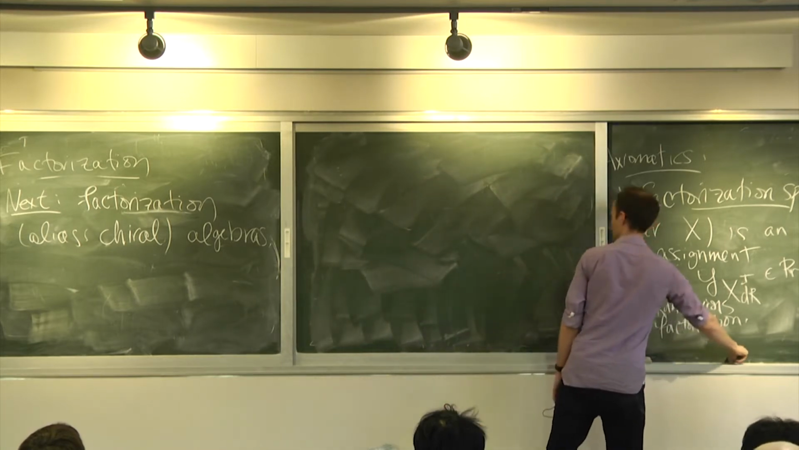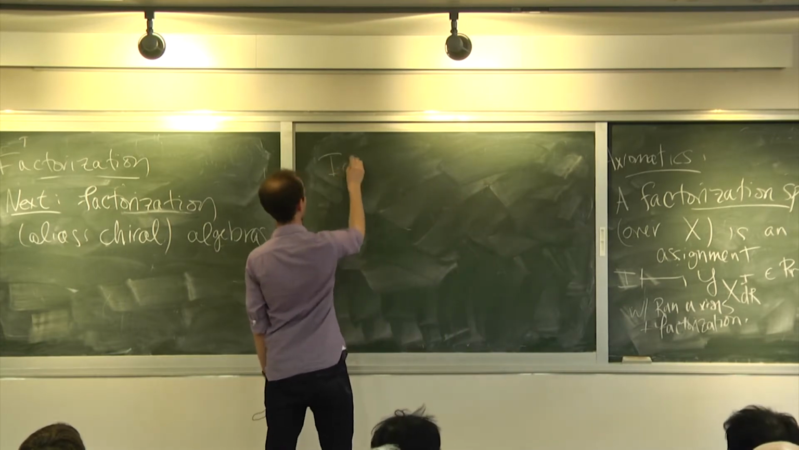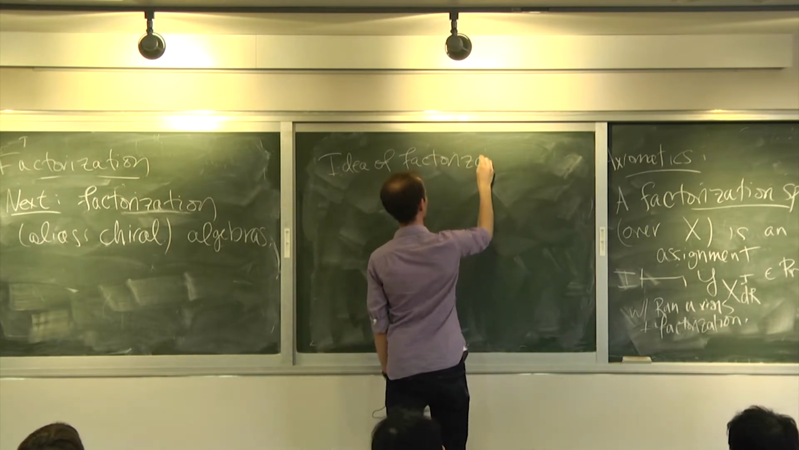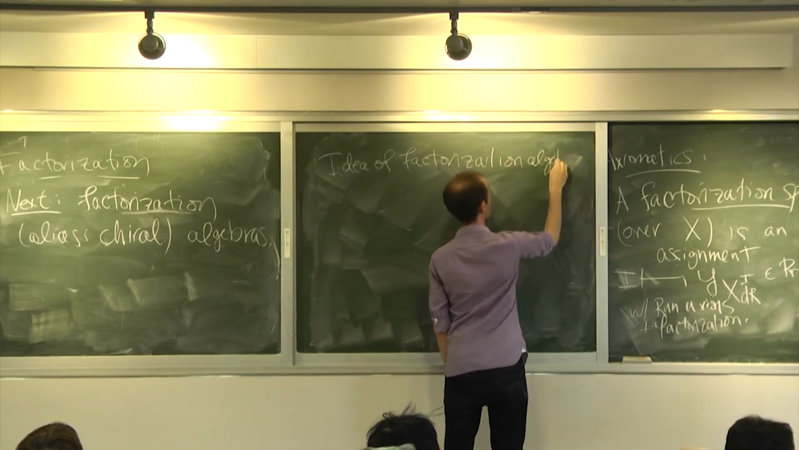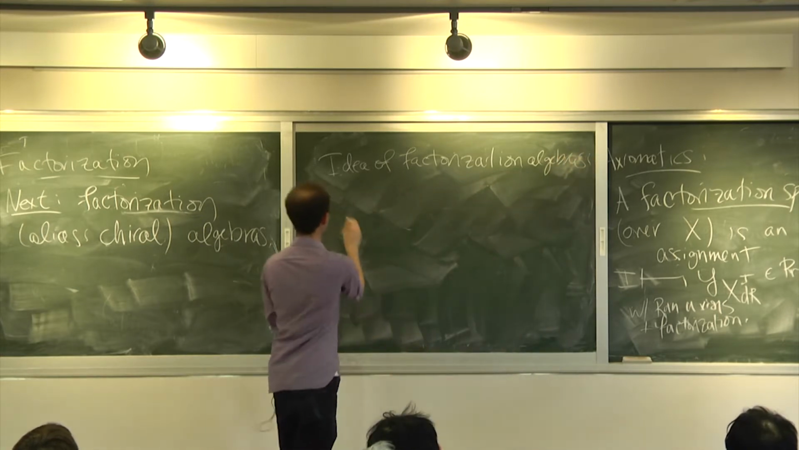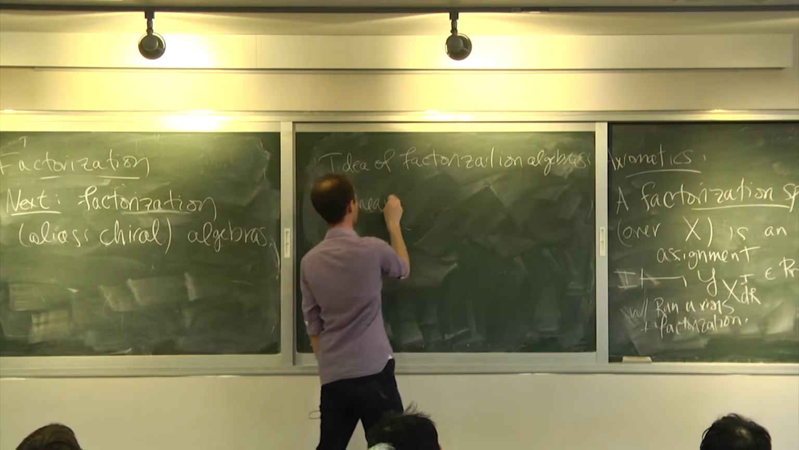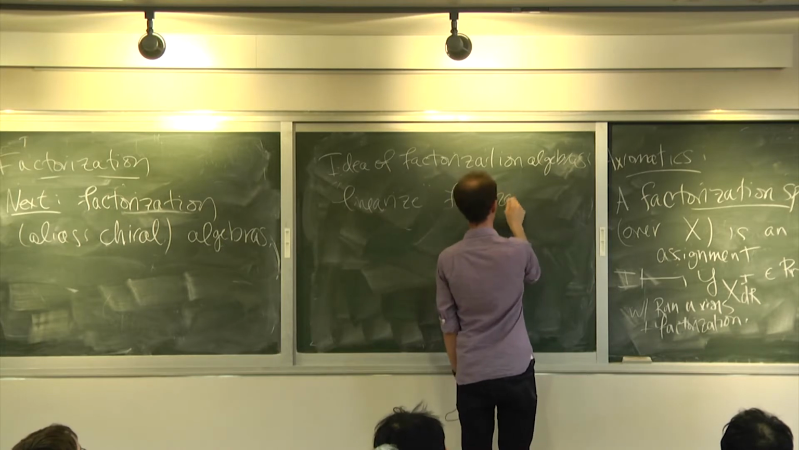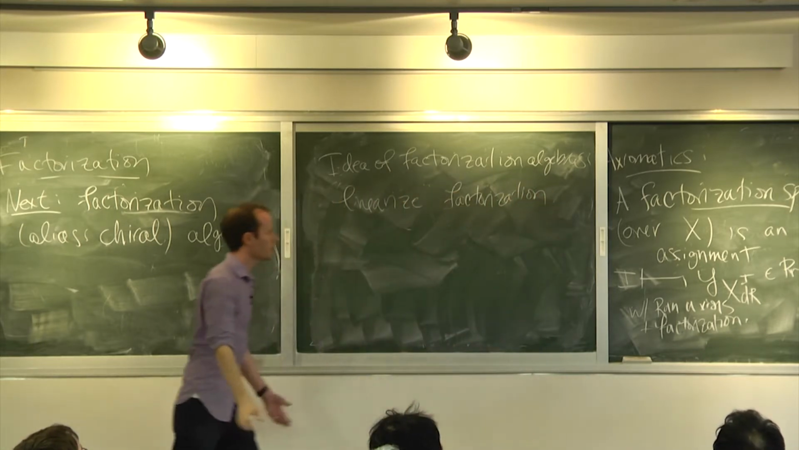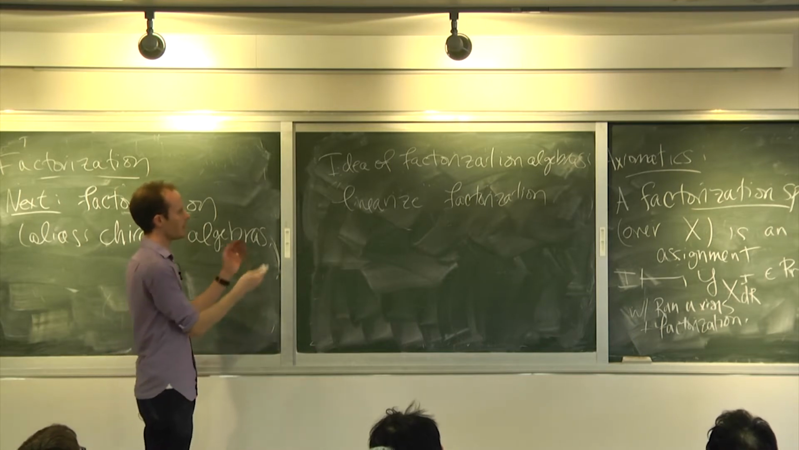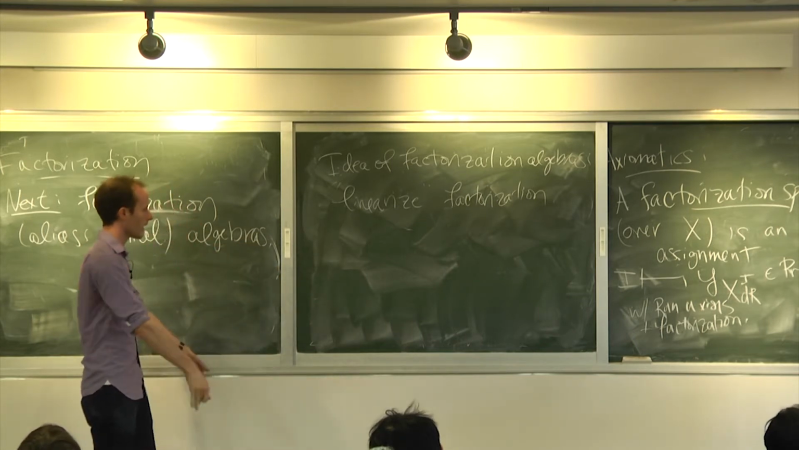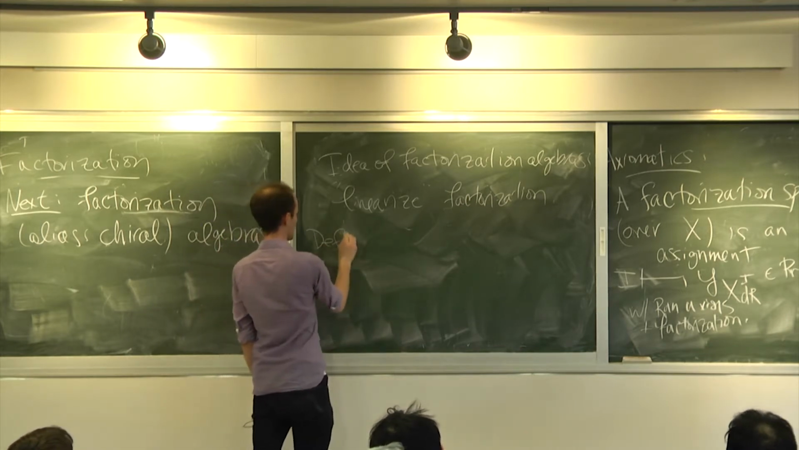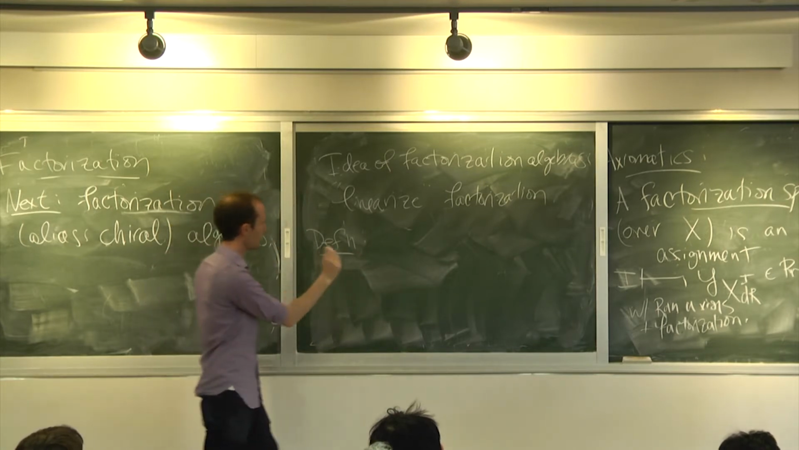OK, so the idea of factorization algebras is that you want to linearize the notion of factorization space. For example, you want something like the cohomology of a factorization space to be a factorization algebra, in the sense that cohomology linearizes geometry. So the definition is not so far from here, then.